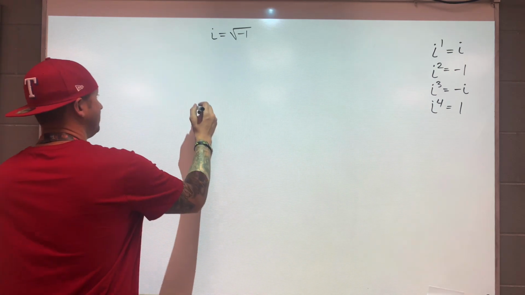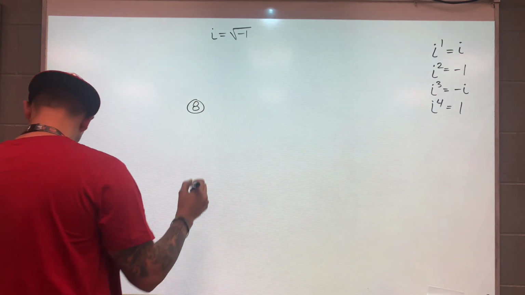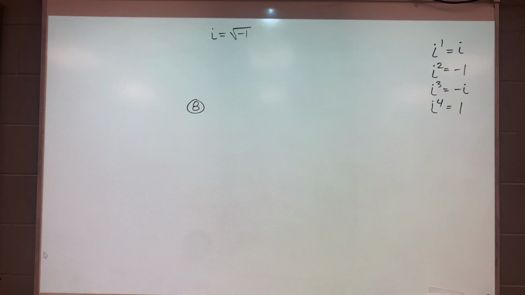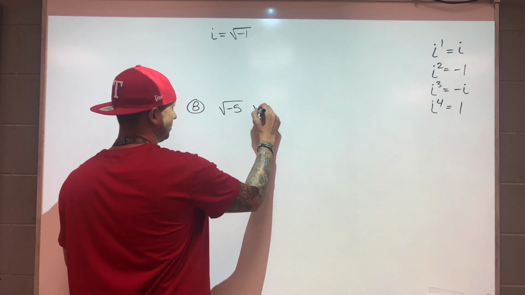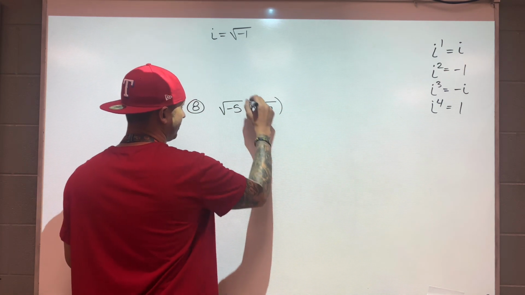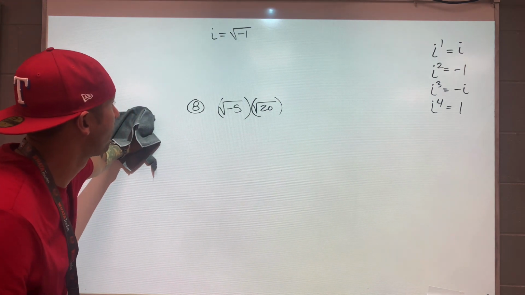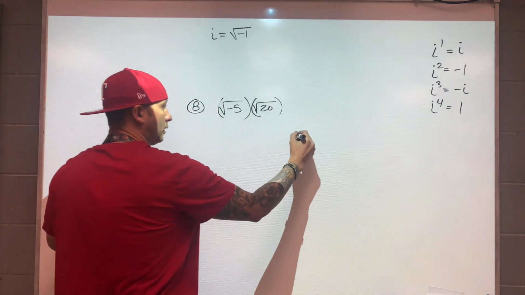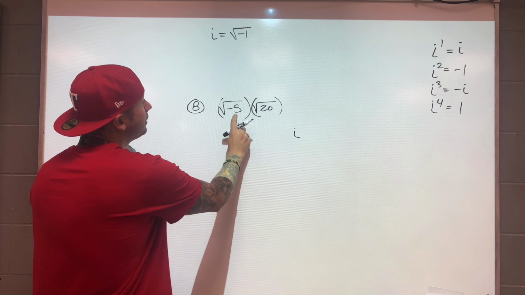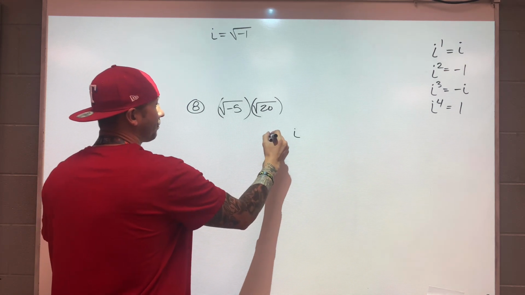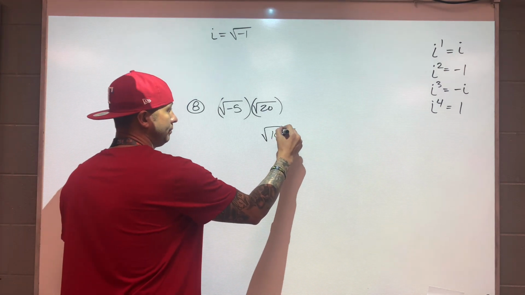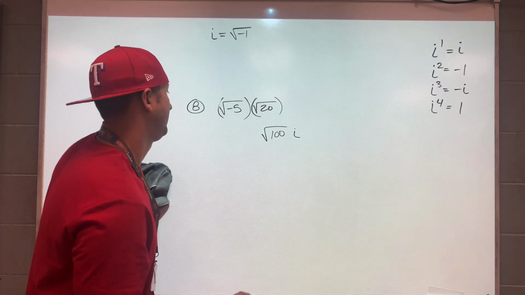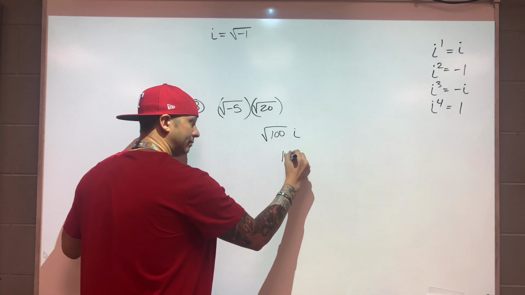All right, number 8. -5, 20. All right, so I'm multiplying 2 square roots. One of them has a negative, so I know i is going to be at the back. 5 times 20. What is that? 2, 4, 6, 8, 10, 100. And the square root of 100 is just 10, 10i.